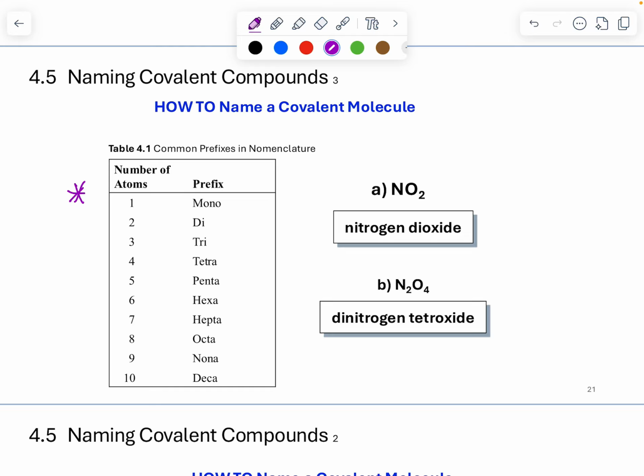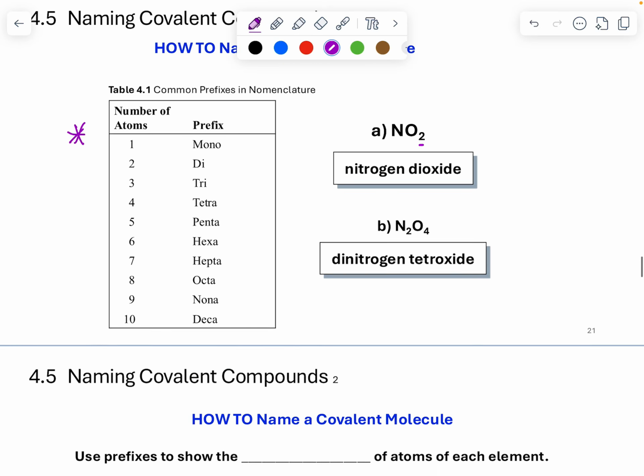Here are 2 examples given. Notice the NO2. We can recognize it as a covalent compound because it starts with a nonmetal. Nitrogen is a nonmetal, and so we have to name it as such. So we have nitrogen dioxide, and the prefix di is used because there are 2 oxygen. The second example here, we have N2O4. So we see that we have 2 nitrogens, so we're going to call it dinitrogen. And then tetraoxide, tetra is the prefix for 4.